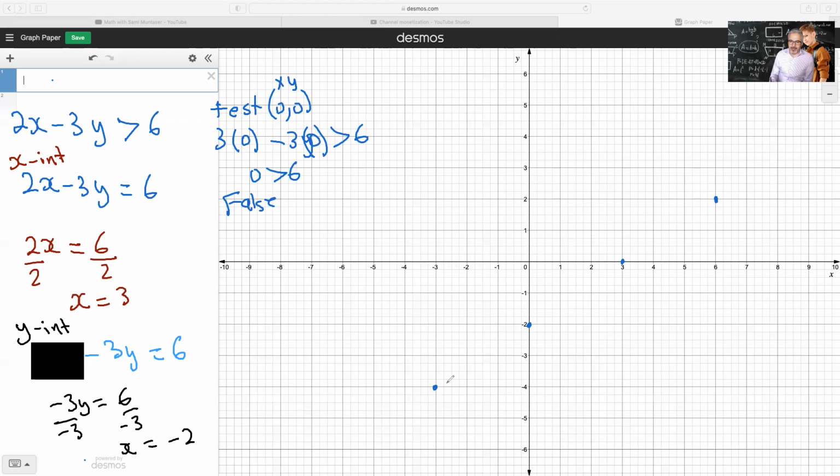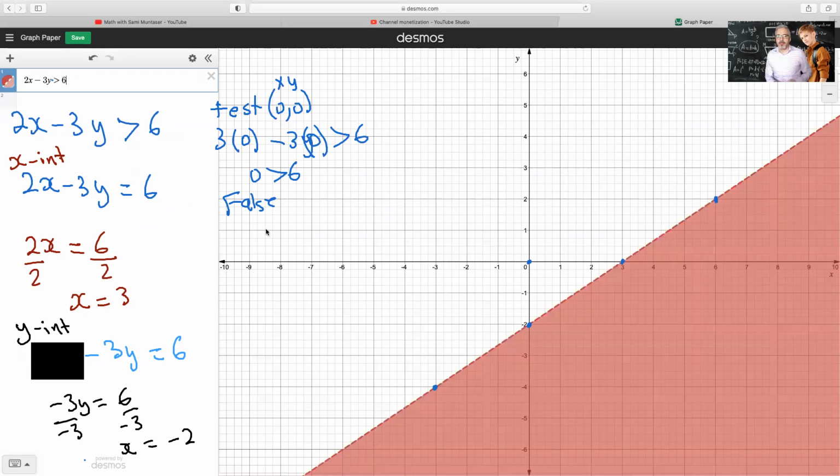You know, the line is going to be a dotted line right through here. And 0, 0 happens to be above the line. Because it's false, we don't shade there. We shade on the other side, which is below the line. And I'm just going to graph this using these points right here, and that is basically how the graph looks.